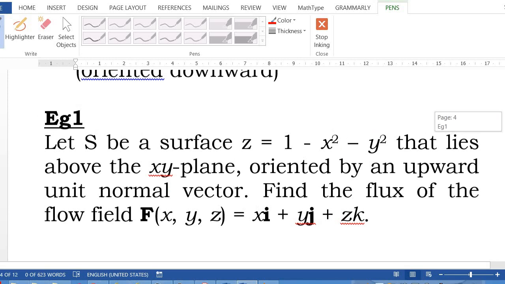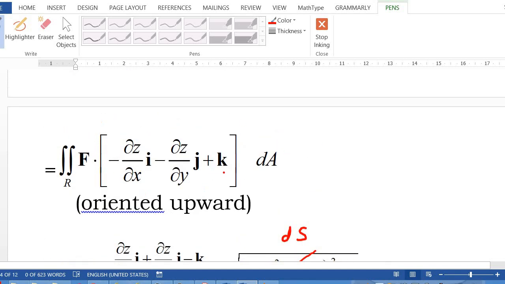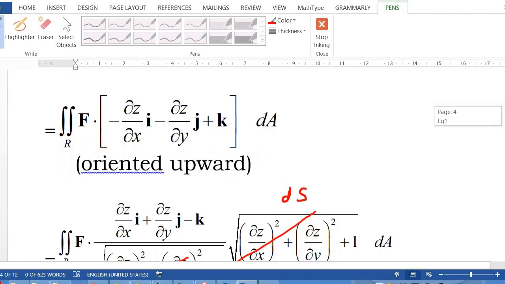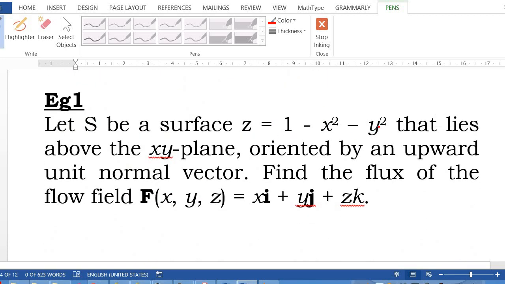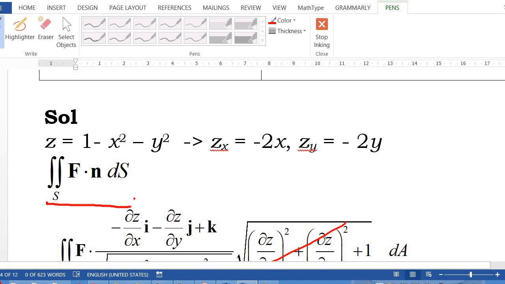You should evaluate your flux integral using this formula: F dot the normal vector dA over region R. Region R for this surface will be on the xy plane. Find the flux of the flow field F(x,y,z) equals xi plus yj plus zk. Flux is given by the flux integral, the surface integral of vector field F dot n dS over surface S.